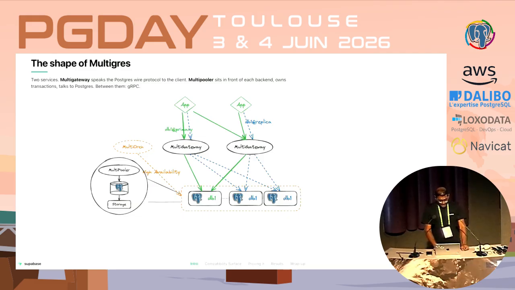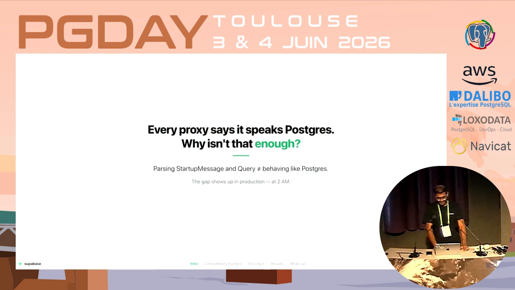So let's motivate the problem. Every proxy, every pooler, every connection tool that you can download says on the box that it speaks the Postgres protocol. And that is true. Parsing the startup message, parsing a query, that's the easy part and that's 80% of it. And I think everybody does it. But there is a huge gap between "I can parse the protocol" and "I behave exactly like Postgres in every situation." That gap is a long tail of tiny behaviors and small quirks here and there.